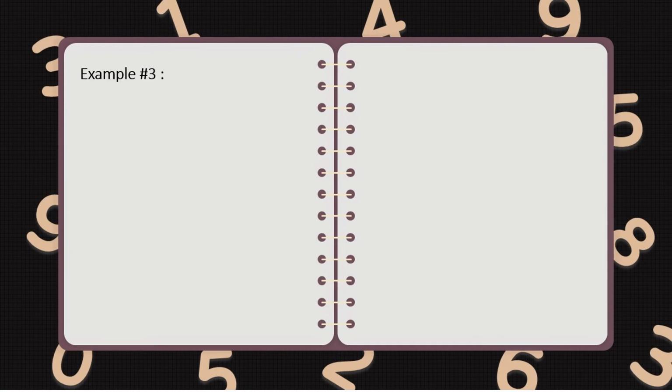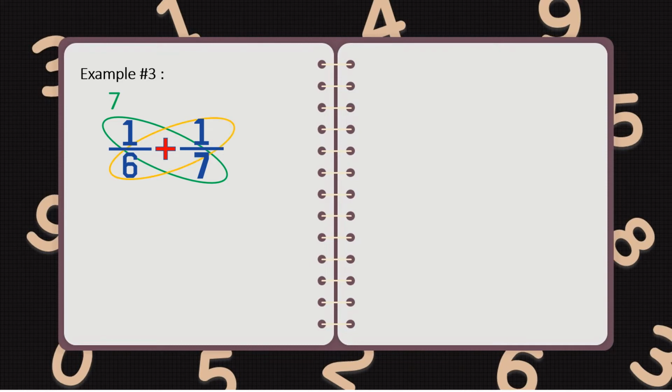Okay, are you enjoying? Okay, let's try another one. So here, let's have 1/6 plus 1/7. Same steps, cross multiply. 1 times 7 is 7, and then 1 times 6 is 6. Okay, then what's next? Multiply the denominators. 6 times 7 is 42. Now, what's next? We can add them now.